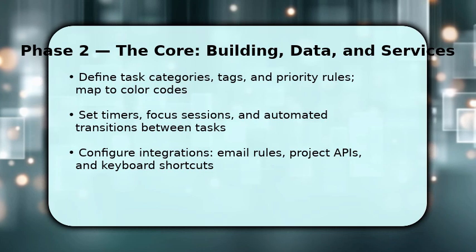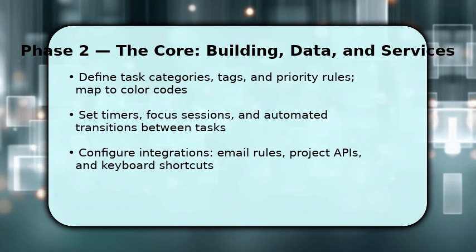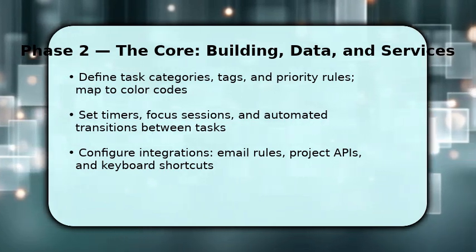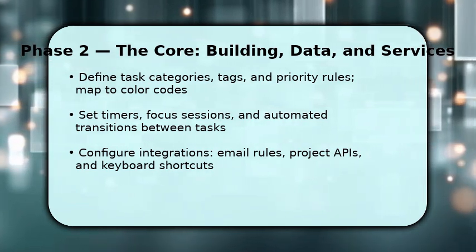Create task categories and tags, assign priority rules, and map colors so items are scannable. This reduces decision time. Then establish timers and focus sessions and automate transitions so you shift context smoothly.